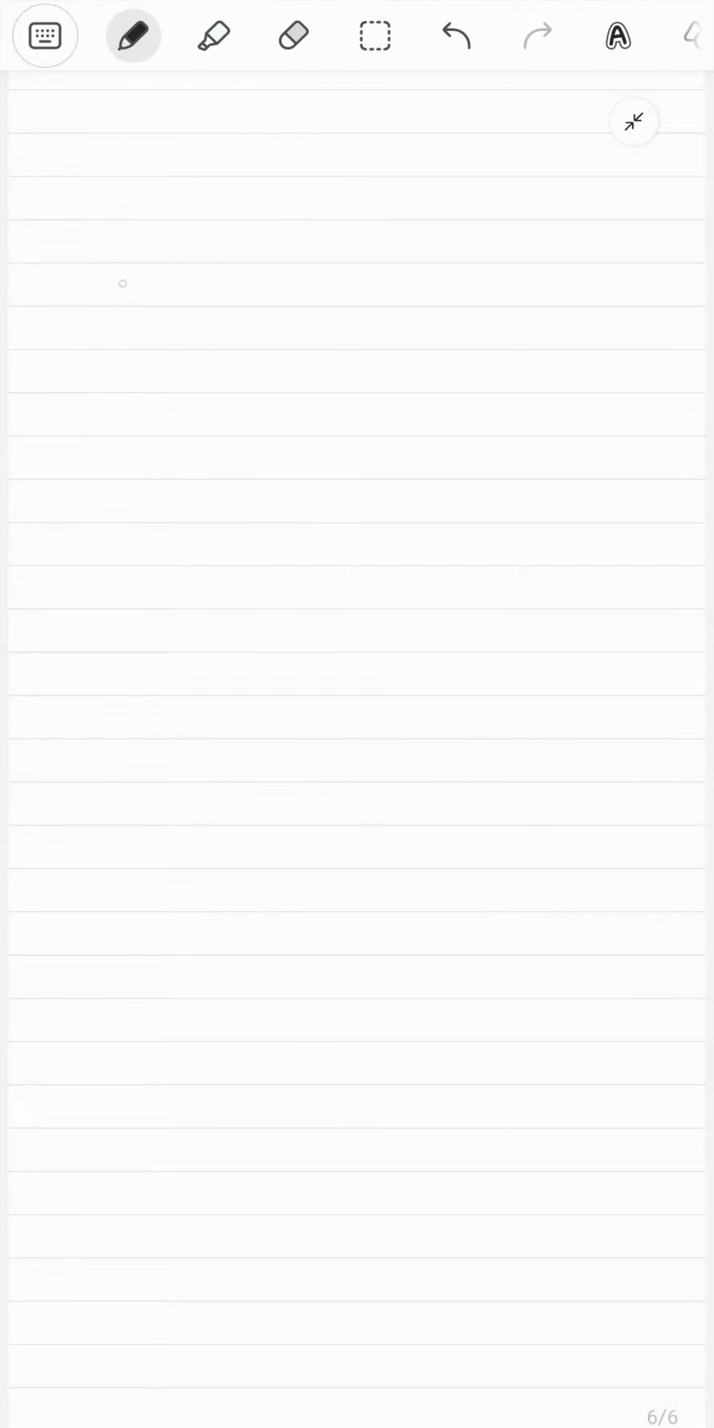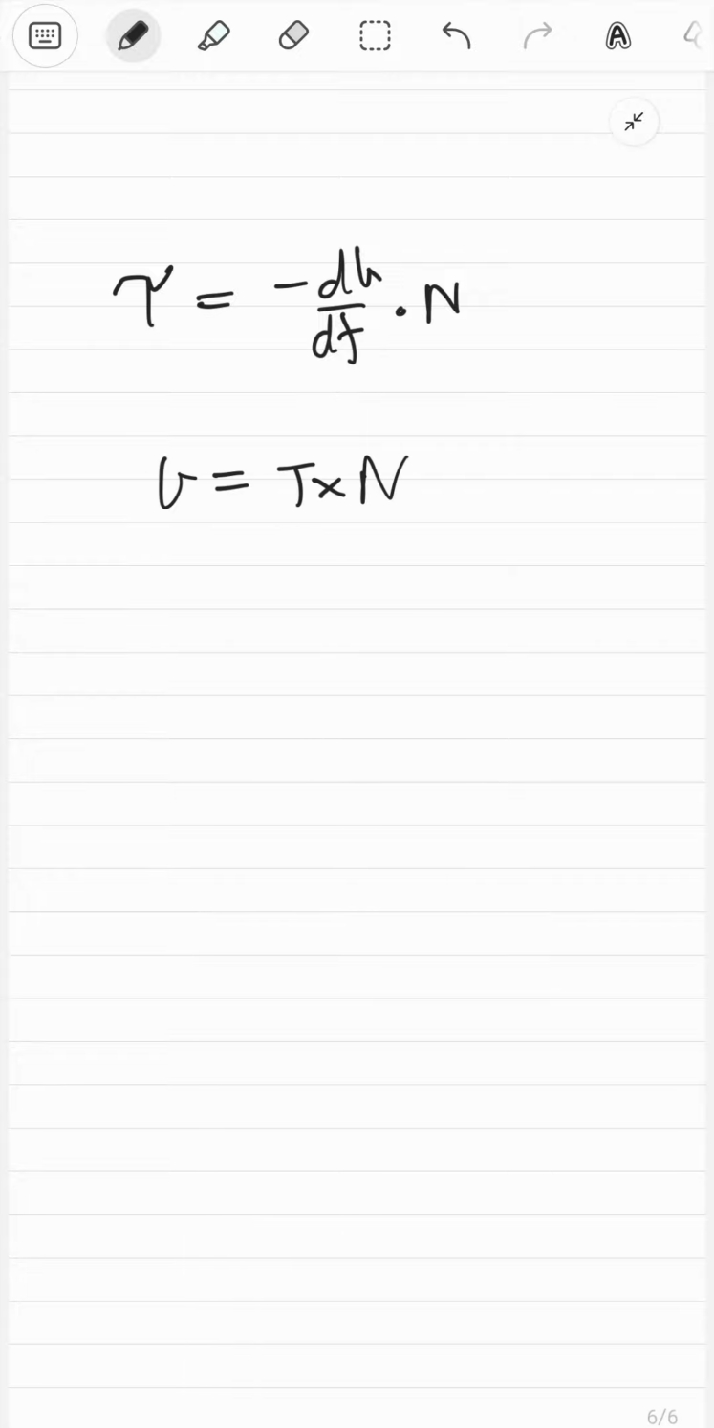So the torsion for a curve in 3D is given by negative dB by ds dotted with n, where b is defined as t cross n, where t is the unit tangent vector, that is the velocity vector upon its magnitude, and n is the vector normal to that in the plane of motion, that is n is equal to dt by dt, which I'll write as t dot, but normalized, right?